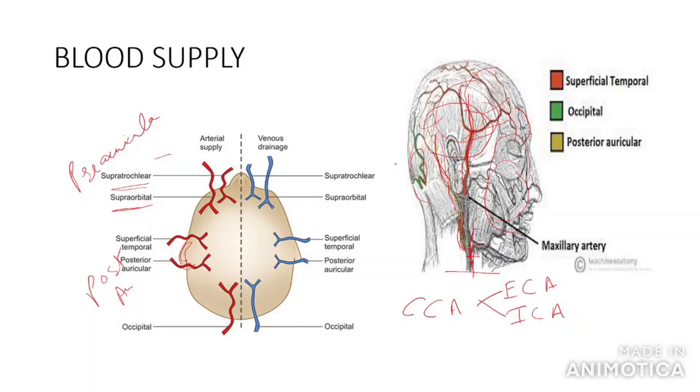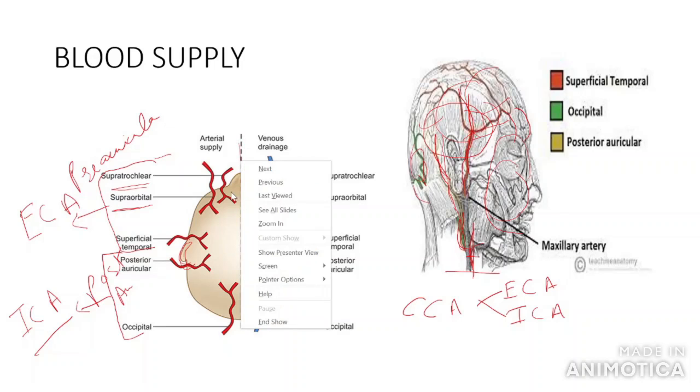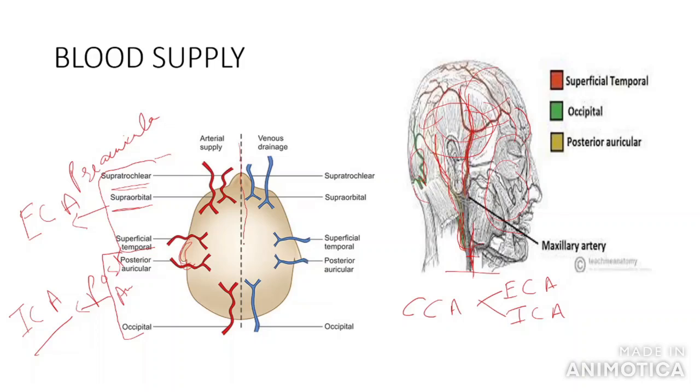Now, a very important thing जो हमें याद रखना है is that these three, supratrochlear, supraorbital, and superficial temporal, are a branch of external carotid artery, and posterior auricular and occipital are a branch of internal carotid artery, right? Yes. So now you will remember one more thing. You have to remember कि we are talking about one half of the skull. Similar, जो ऐसा है वो इस तरफ भी है.